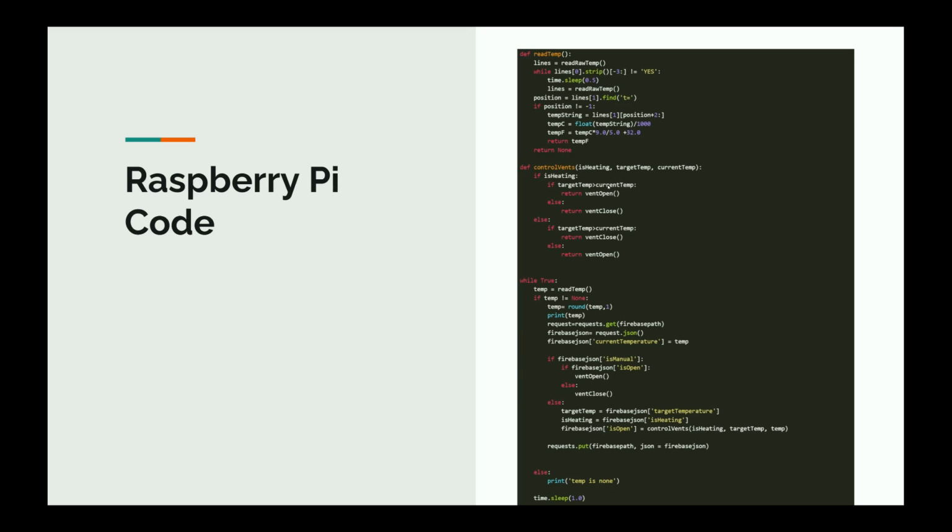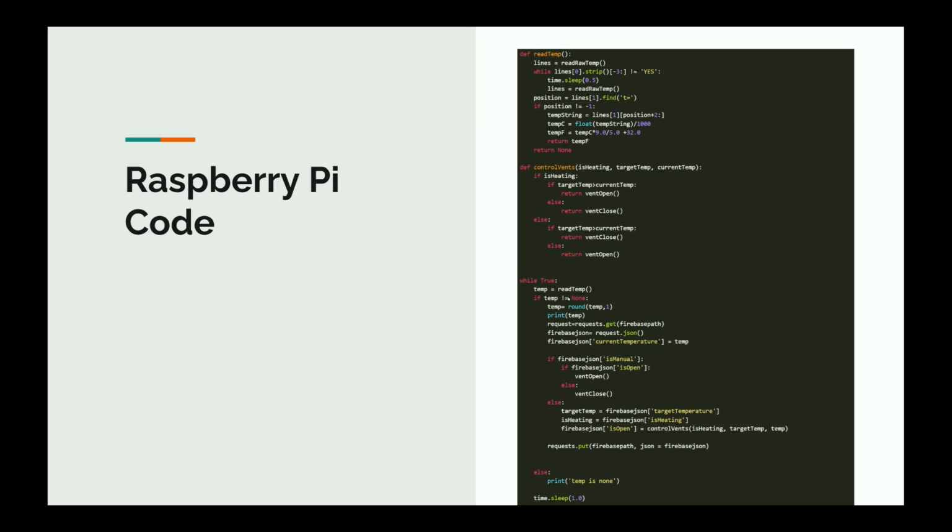And once the current temperature passes that target temperature line, then it will actually close the vent, because the current temperature will now be greater than the target temperature. And then the same thing works, but opposite, when it's cooling.